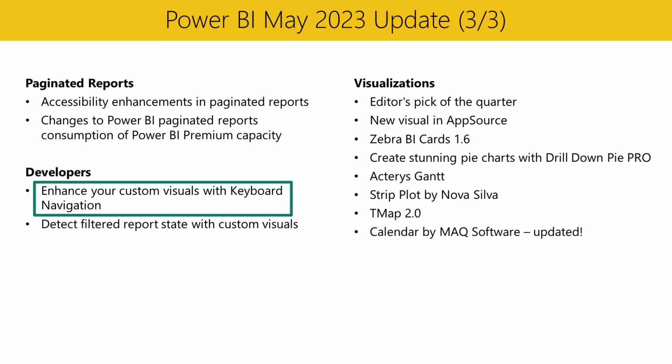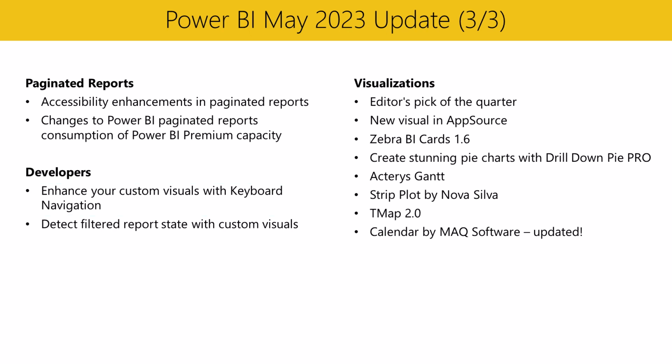Pressing the Enter key on the visual will let you get inside the visual and interact with it using your keyboard. Pressing the Tab key within the visual will navigate between the visual elements in a loop, providing a seamless and intuitive way for you to explore your custom visuals.